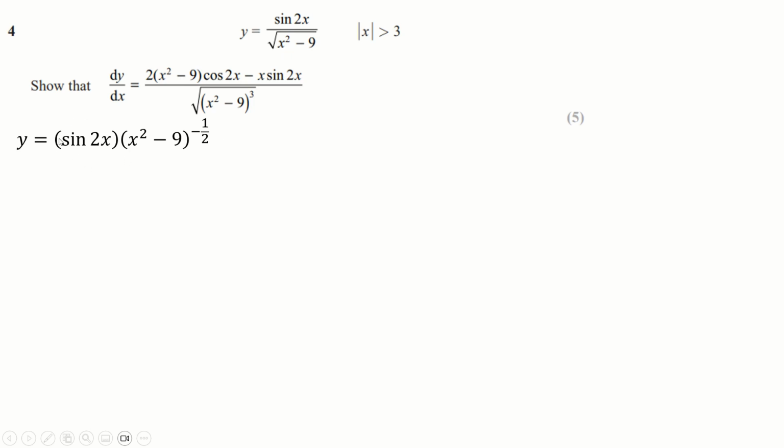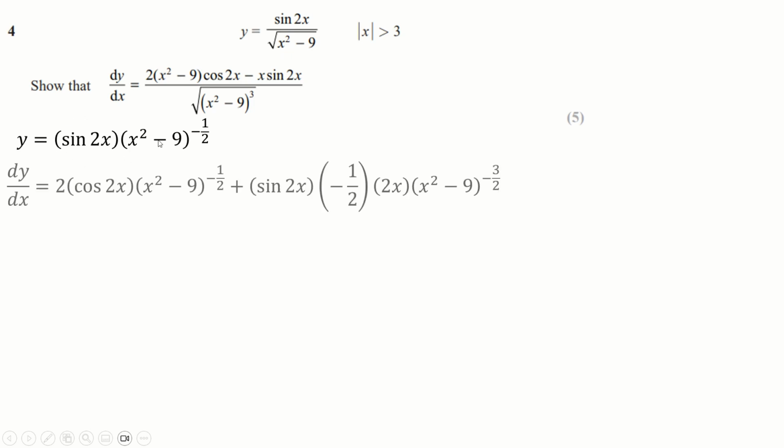Differentiate this one for 2 cos 2x, leave this one alone. So that's there. And then leave this one alone and differentiate this one. The minus half comes to the front. The derivative of this is 2x, and then this stays the same, drops down to a minus 3 over 2. And we have this here.